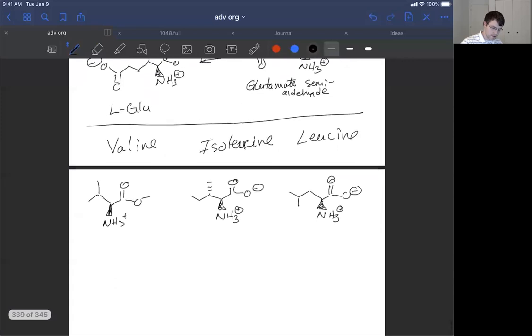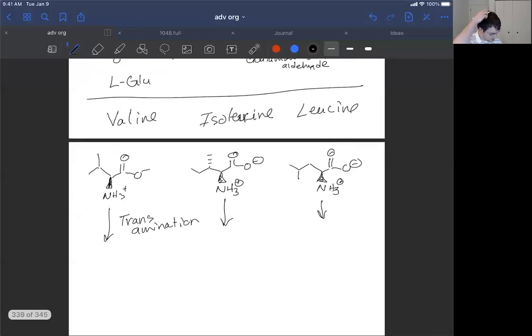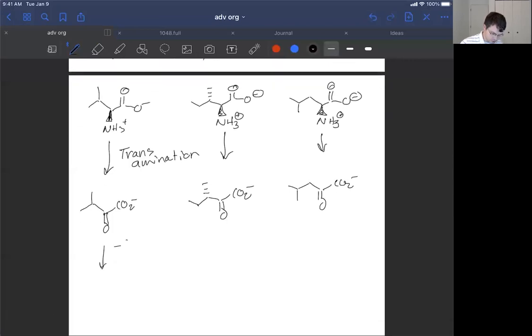Okay, what we want to do in all of these is a transamination to convert the alpha center into a carbonyl. Okay. And then we're going to lose CO2. We're going to lose CO2 in every case and add CoASH, or the thioester. We're going to add CoASH to make the thioester.